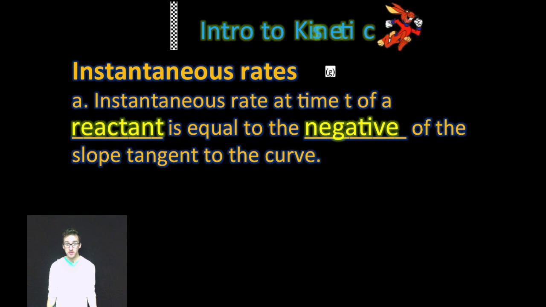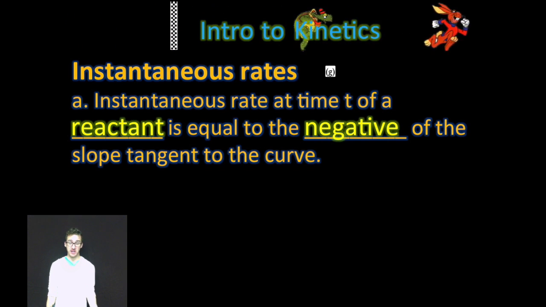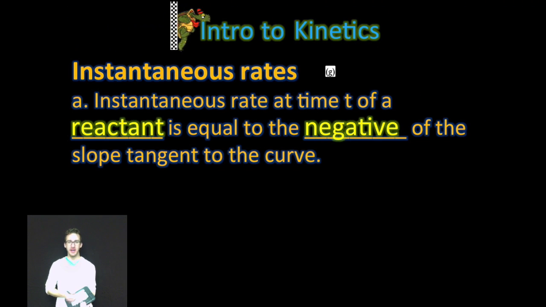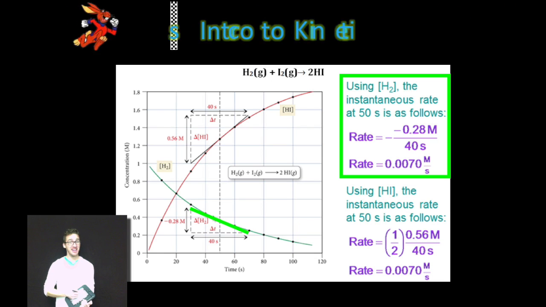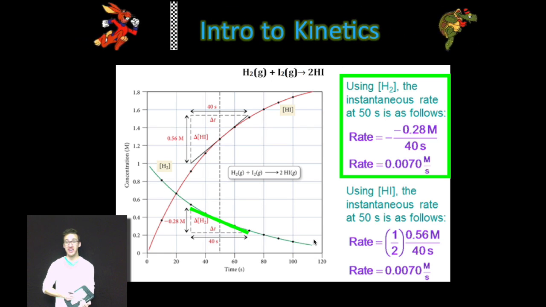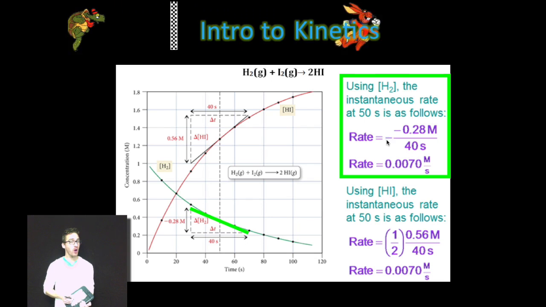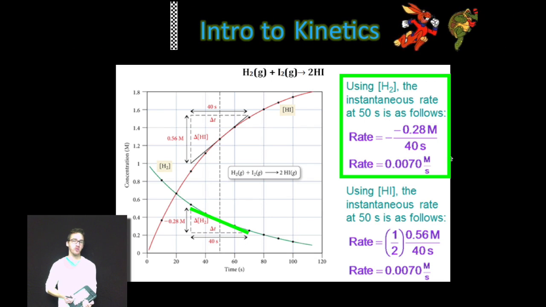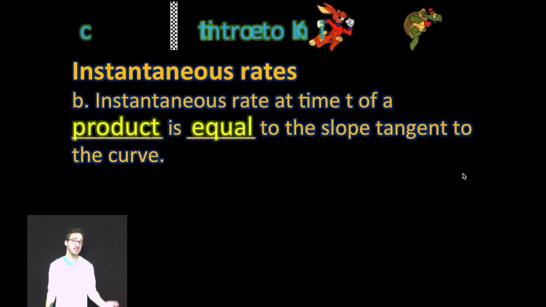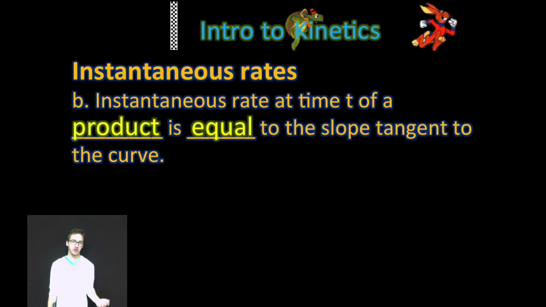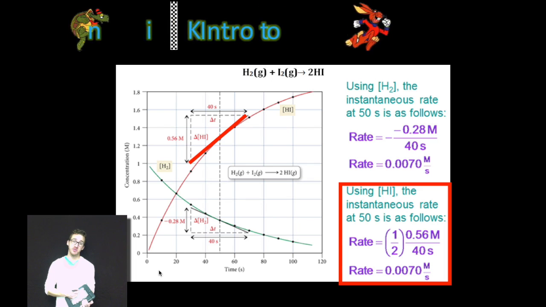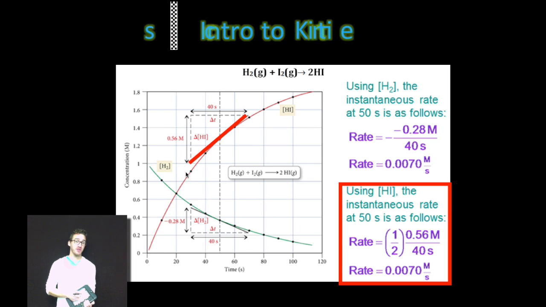Now, important to note that instantaneous rate at a given time of a reactant is equal to the negative of the slope tangent to the curve. So again, as we take a look at this reactant, we are going to get negative slopes of lines tangent to that curve, and therefore we're going to throw in a negative so that our rate value will come out positive. And instantaneous rates at a given time for a product are equal to the slope tangent to the curve. Again, because when you look at a product, slopes of the lines tangent to those curves are already going to be positive.